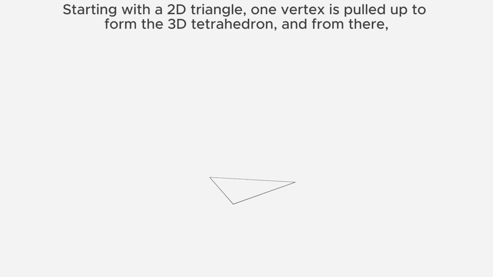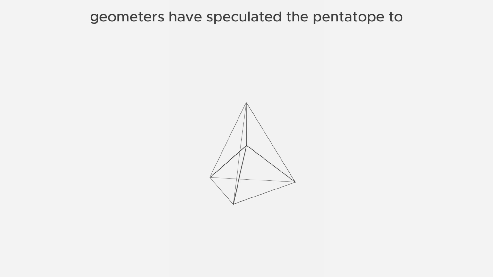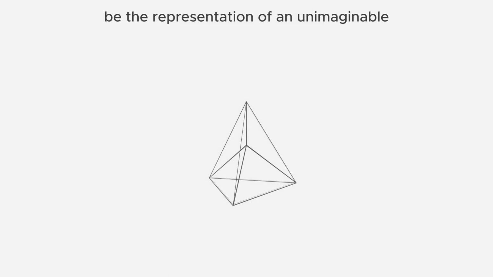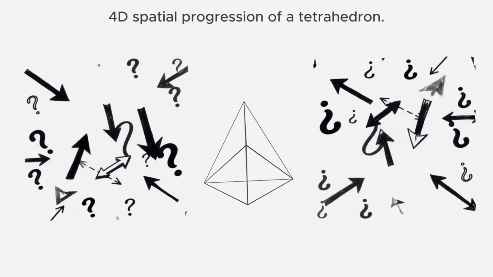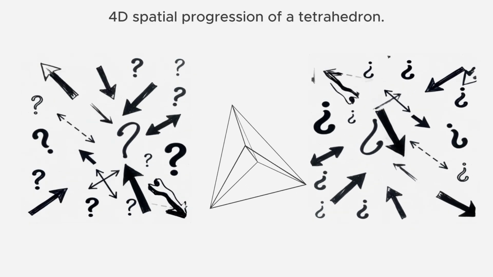Starting with a 2D triangle, one vertex is pulled up to form the 3D tetrahedron, and from there, geometers have speculated the pentatope to be the representation of an unimaginable 4D spatial progression of a tetrahedron.